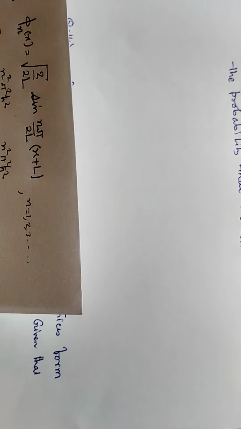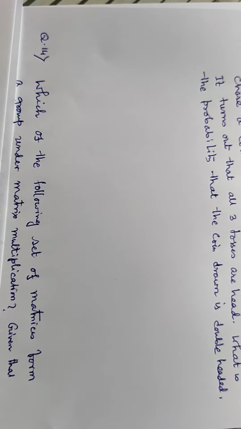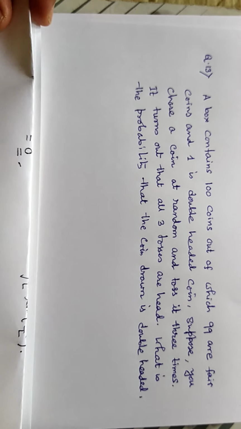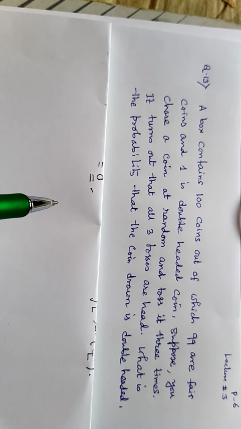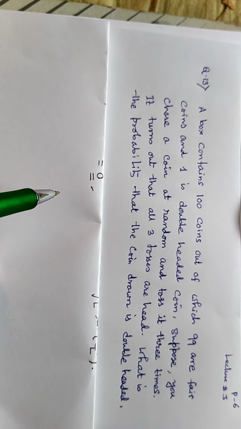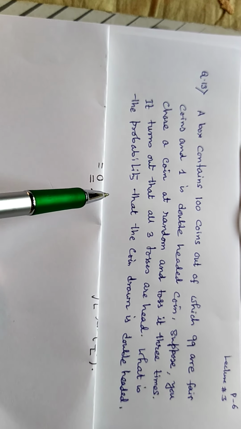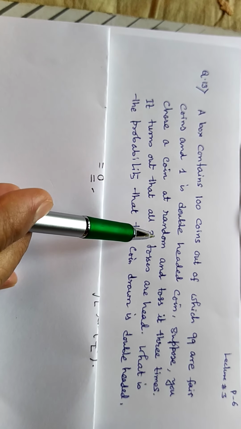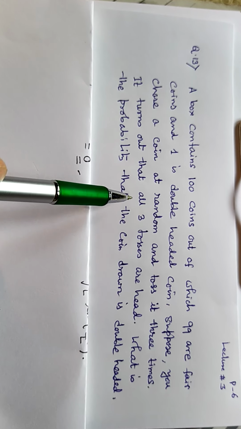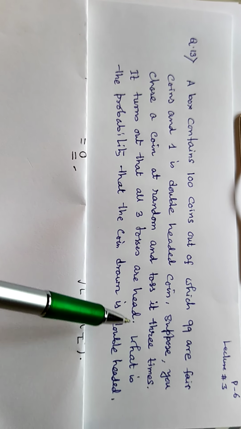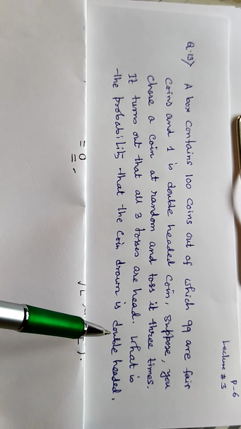The third problem is a problem from probability. So a box contains 100 coins, out of which 99 are fair and one is a double-headed coin. Suppose you choose a coin at random and toss it 3 times. It turns out that all 3 tosses are heads. Then what is the probability that the coin drawn is double-headed?